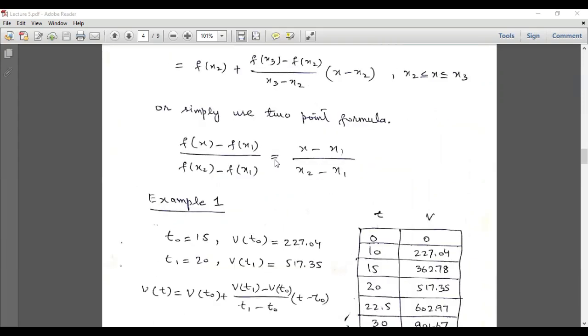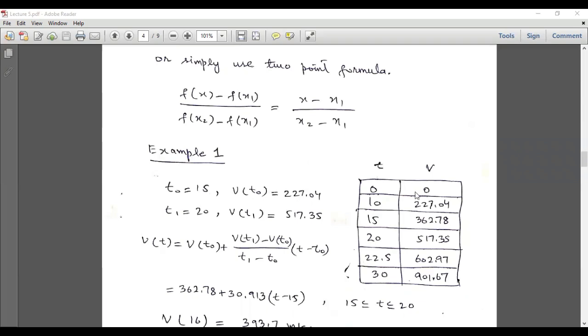So let's solve the same previous example by using linear spline interpolation, and after solving this example, this concept will be more clear. We have to find out the velocity of the rocket at t equal to 16, and we are given these data points. We are given the velocity at t equal to 15 and t equal to 20. So we can use spline interpolation to evaluate the velocity at t equal to 16. So this is our t0, t1, this is v(t0) and v(t1).